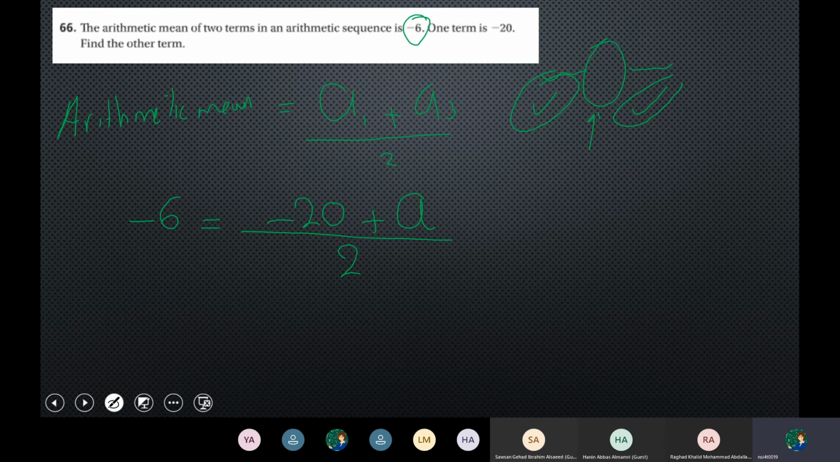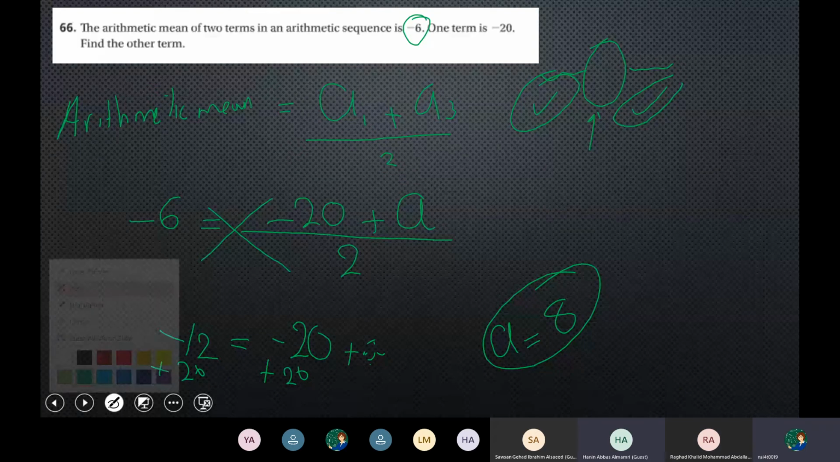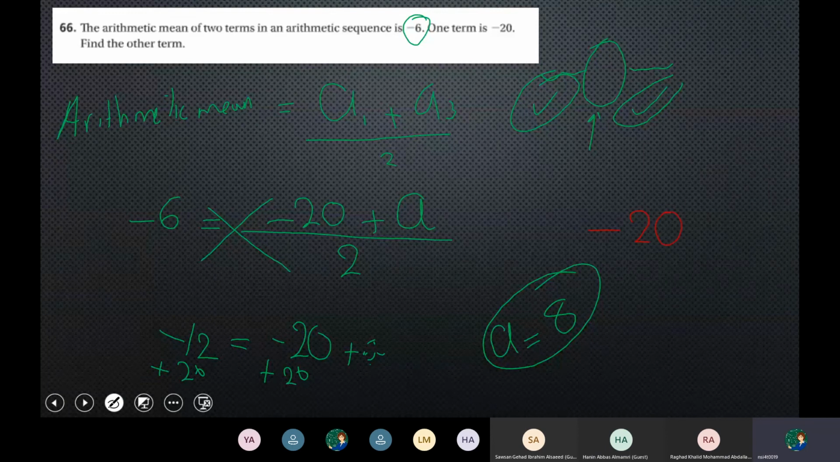I said now, -6 is (-20 plus A) over 2. So -6 times 2 is -12, equal to -20 plus A. So A now is equal to 20 minus 12, which is 8. This is the term that comes between them. Is it clear? Yes. So now my sequence comes like this: -20 is the first term, the second term is -6, and the third term is 8.